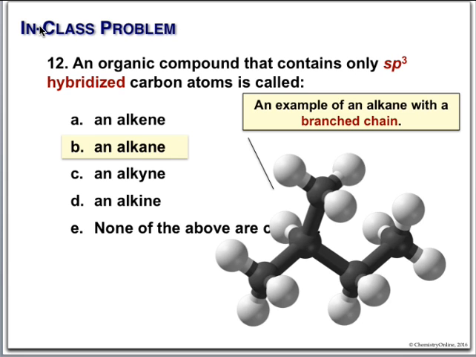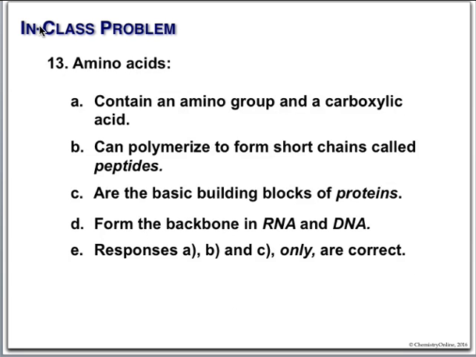Any questions? Well, after organic chemistry, we moved into biochemistry, didn't we? And we said amino acids, what do we know about them? They contain functional groups, lots of different functional groups. But they always contain an amino group and a carboxylic acid. Can they polymerize to form peptides? Are they the building blocks of proteins? And are they the basic backbone in RNA and DNA?